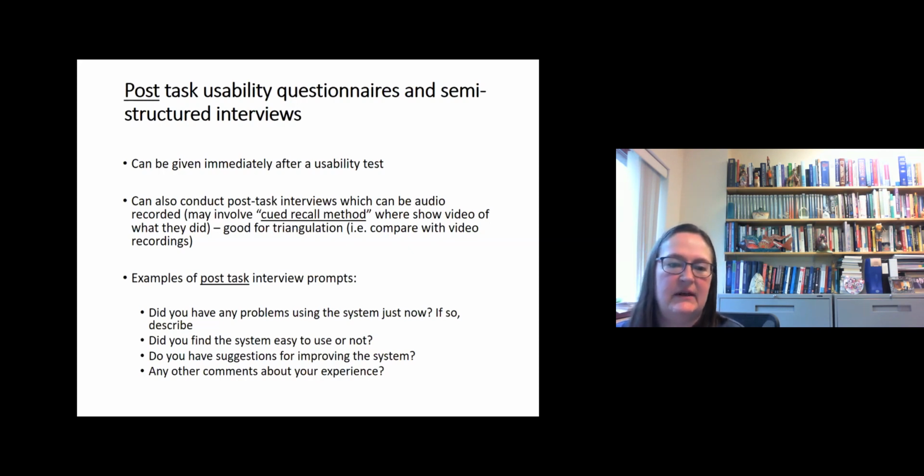Some post-task usability questionnaires, as I mentioned earlier, you could ask questions about how well or how easy you found it to use the system. You could also make notes during the actual usability test about potential issues that the individual ran into, and actually bring them back to that point in time in terms of the recording and ask what happened. I find that's kind of useful to find out, especially if there's some issue that comes up and that's not discussed at the end in the post-task interview prompts.